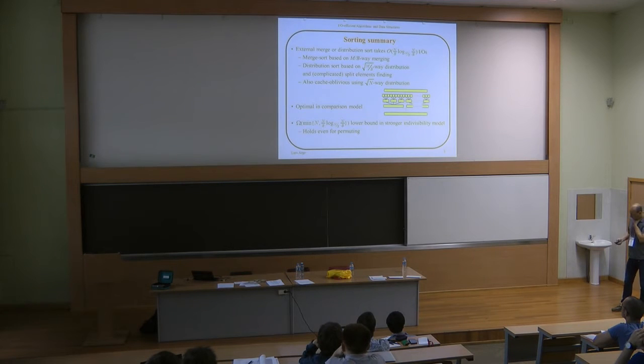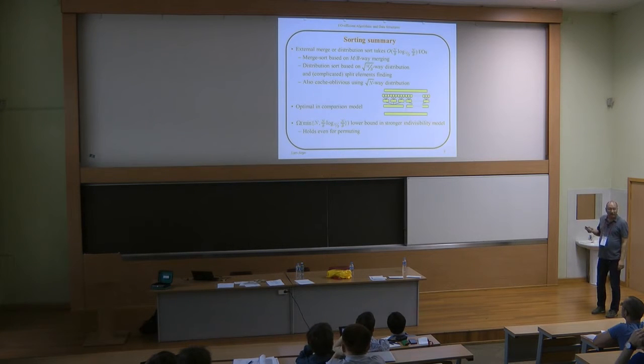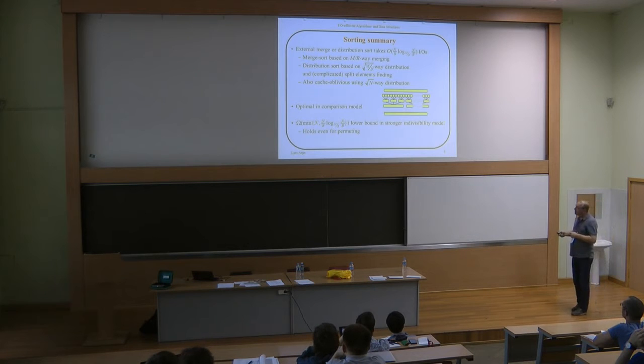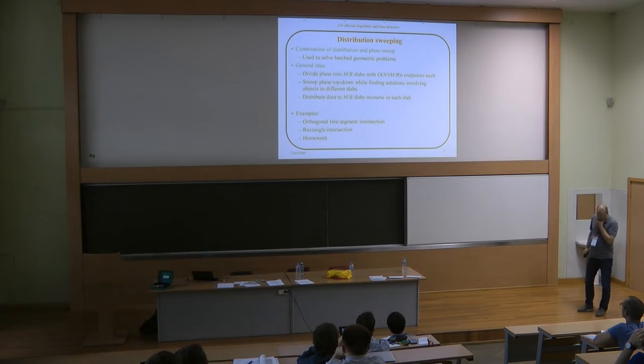So this was sort of all I talked about in sorting: merge sort, distribution sort, and cache oblivious sorting. They're all sorting algorithms that have large merging or distribution. They are optimal in the comparison model, and I also showed you this permuting bound. Then the last thing I did was distribution sweeping, which I'm sure you're intimately familiar with now.